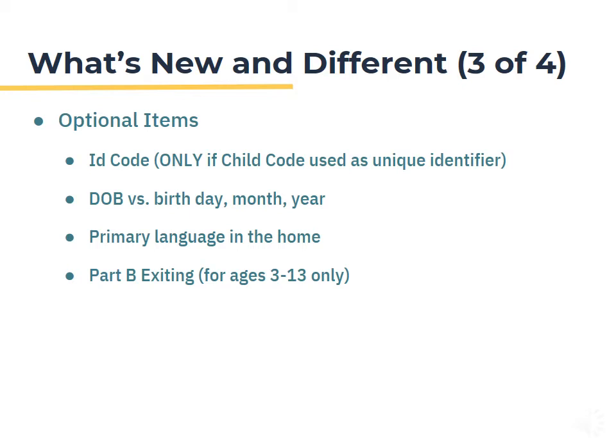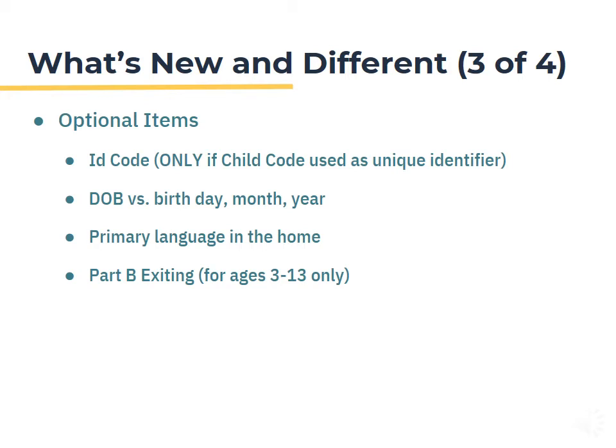Part B exiting is going to be optional for ages 3 through 13 only, in that we will be reporting on a national basis ages 14 to 21. So for Part B exiting, 14 to 21 is still required, but ages 3 through 13 is not required.